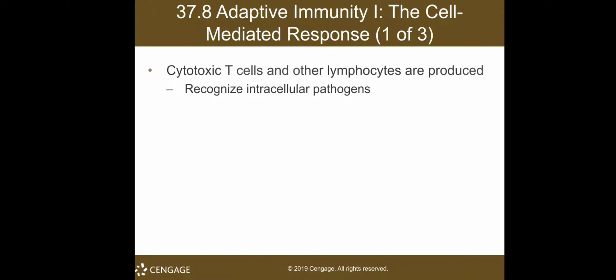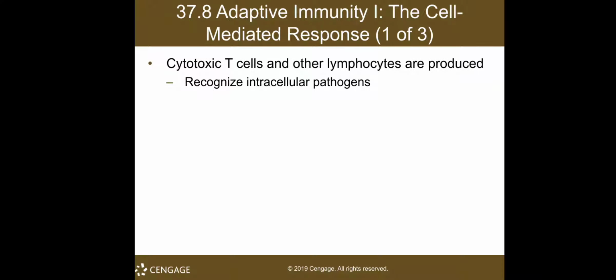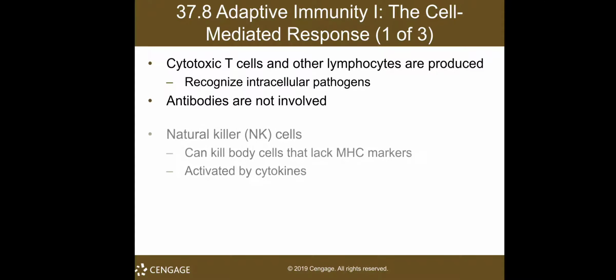Now moving on, the cell-mediated response of the adaptive immunity. For the antibody-mediated response, we talk about the B cells and the antibodies. For the cell-mediated response, it's actually mostly dominated by the T cells. So you have cytotoxic T cells and other lymphocytes that are produced. They recognize intracellular pathogens, so that means these are pathogens that are inside the cells. So antibodies here are not necessarily involved.